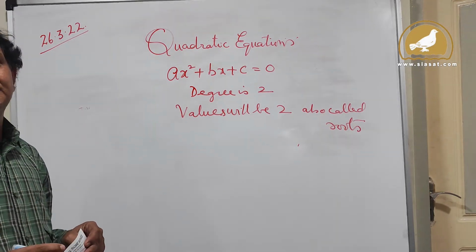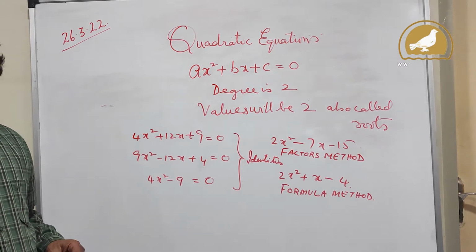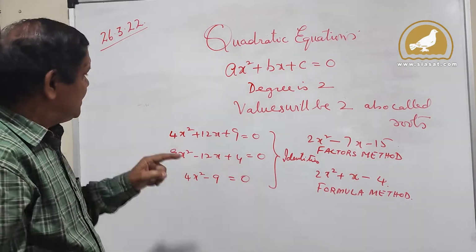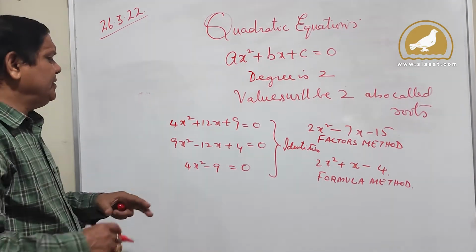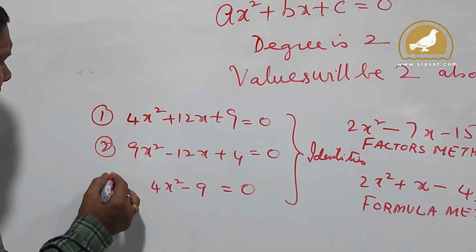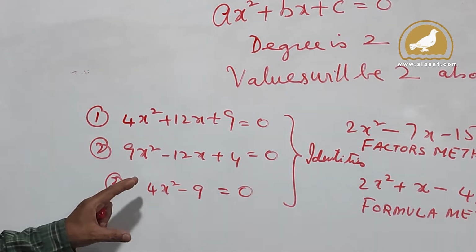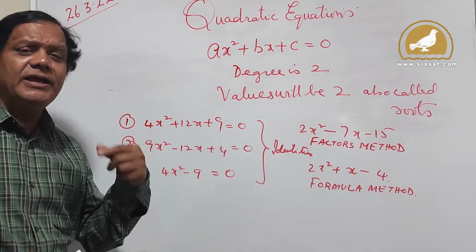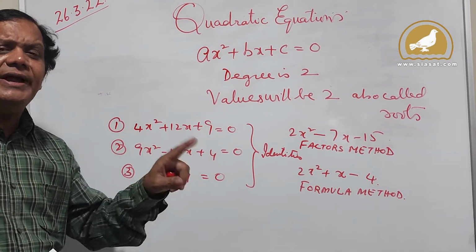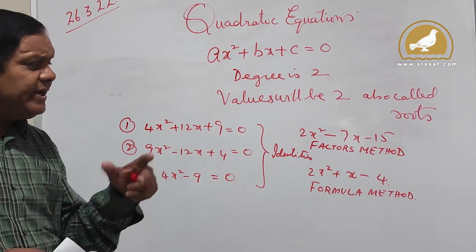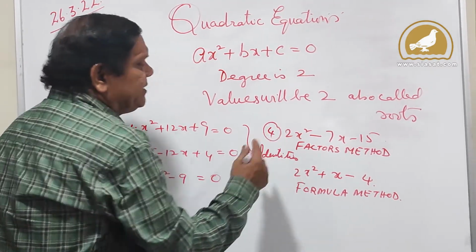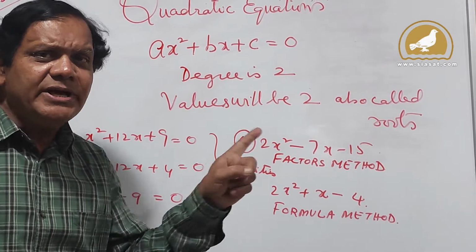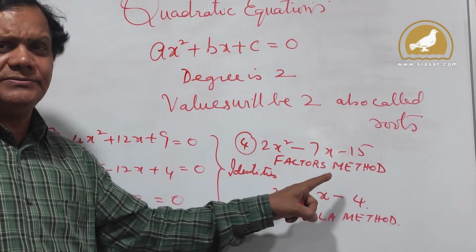There are different ways of solving the quadratic equation. Quadratic equations can be solved in 5 different ways. Here are the first, second and third ones. These quadratic equations can be solved by using the identities, and the identities are a plus b whole square, a minus b whole square and a square minus b square. Then coming to the fourth one, the quadratic equation 2x square minus 7x minus 15. For this we cannot use the identity method, we have to use the factors method.